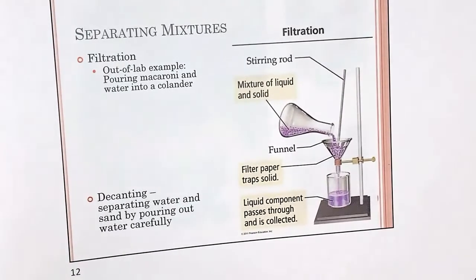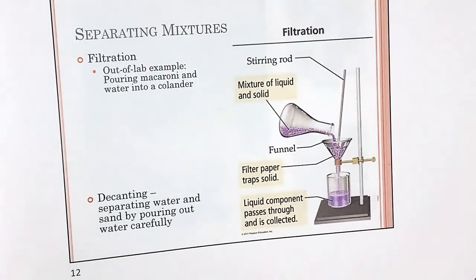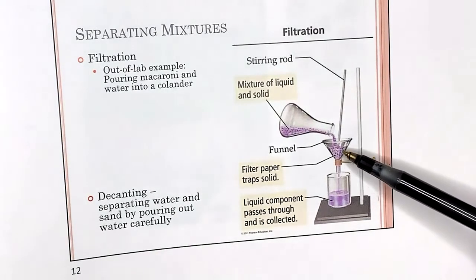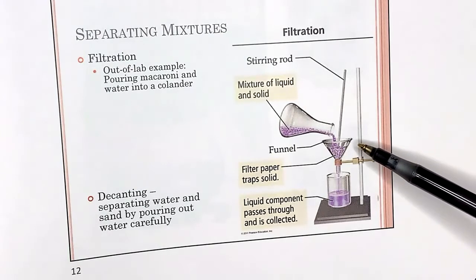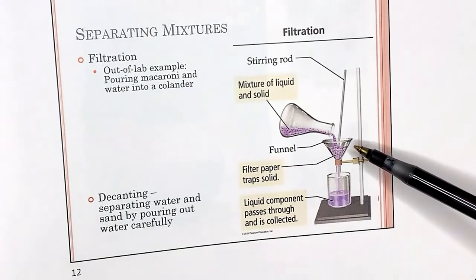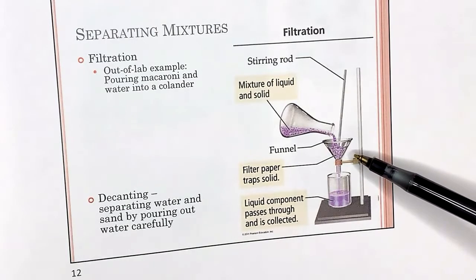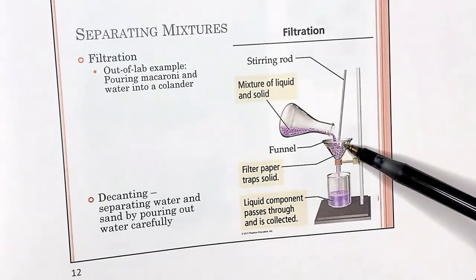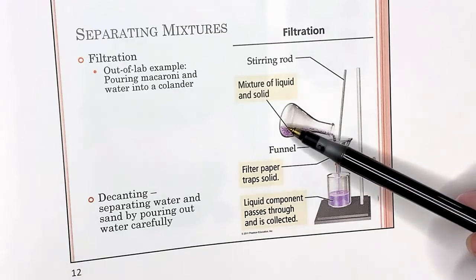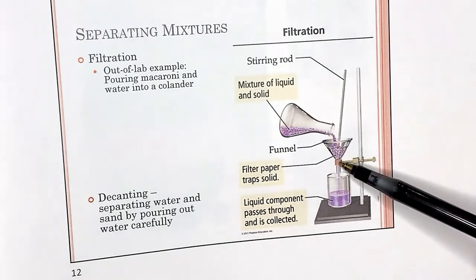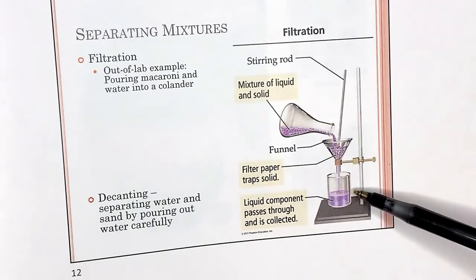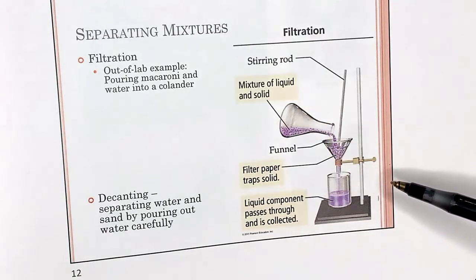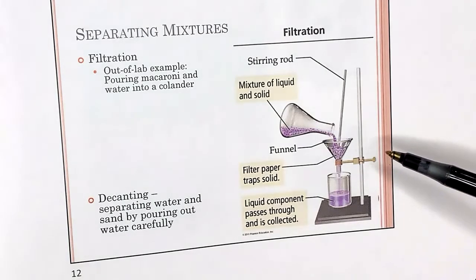Now, another way to separate a mixture is by using filtration. One common way of using filtration is where we just use a funnel. In this case, this is just a regular filtration, so you'll want to put a filter paper in this funnel, and then you pour your mixture of liquid and solid. The solid will be stuck on the top, and the liquid will go through to the bottom, and that's how you're going to separate the solid from the liquid mixture.